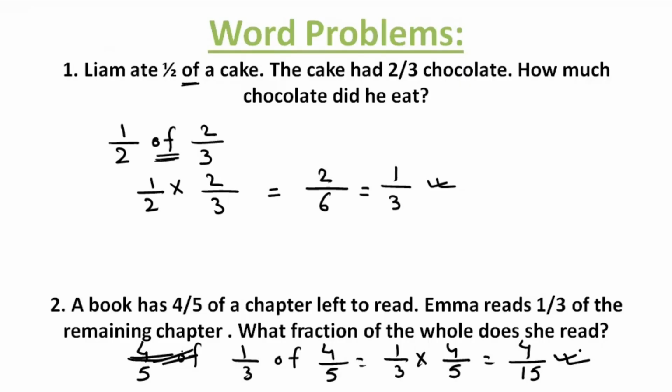And when we multiply fractions, the answer usually gets smaller. Always remember that when we multiply fractions, the answer usually gets smaller. In normal multiplication, when we multiply numbers, the answer will be bigger. But when we multiply the fractions, the answer gets smaller. Always remember this, okay?